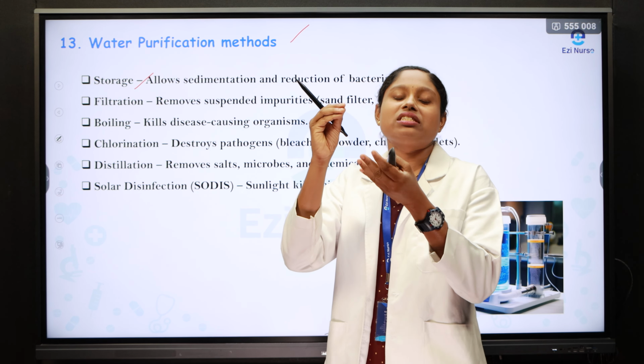Next is filtration. Remove suspended impurities, like sand filter and candle filter. Next, boiling. It kills disease-causing organisms. So we can do water purification through boiling. In our usual household, in our kitchen, we are doing the water boiling. Next is chlorination. It destroys pathogens, like bleaching powder, chlorine tablets. So we will add the bleaching powder in water to destroy the pathogens. Next is distillation. Remove salt, microbes and chemicals. The next process is solar disinfection. So sunlight kills microorganisms. So these are the main water purification methods.